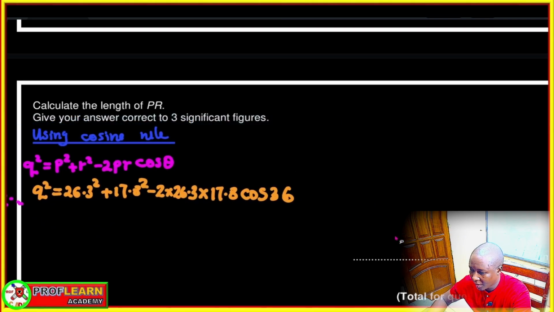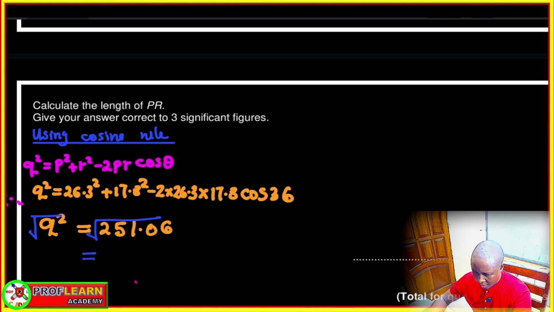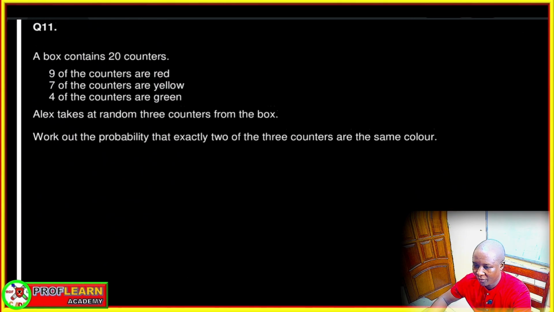Let's move it here so that we can have all the values displayed. Now let's continue. If we put everything in the calculator so that we can find the value of q, remember q squared is going to be equal to 251.06. Then we find the square root of both sides. Q translates to 15.8.